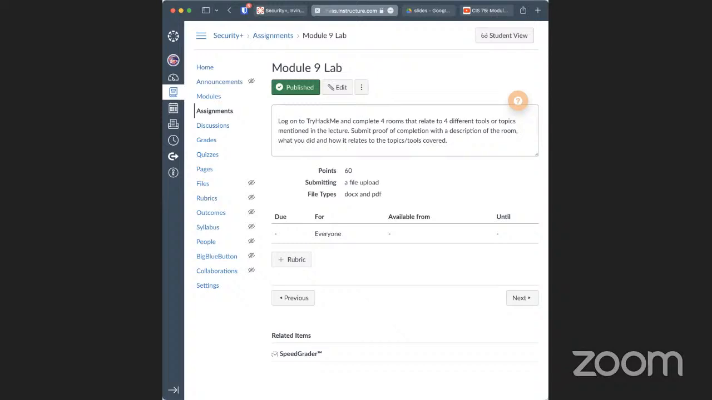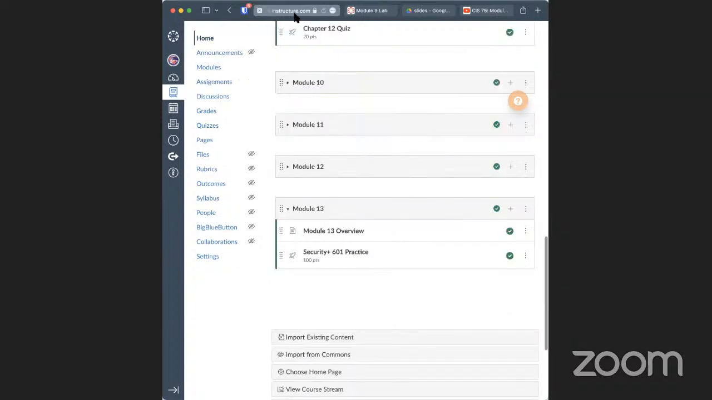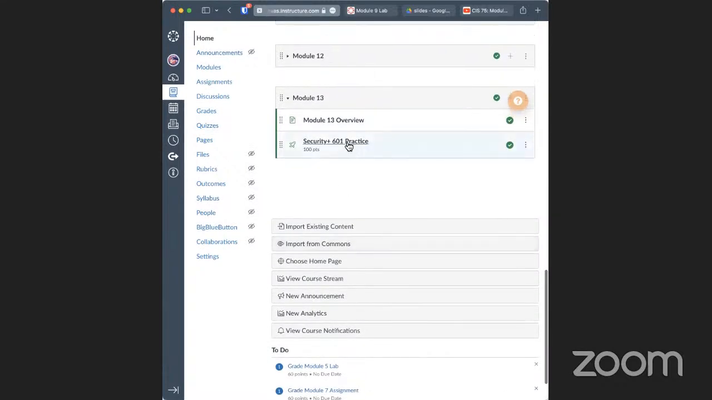For example, if you are bold enough to jump over and take the so-called final, you will see questions there that relate to tools. So you get a better idea of what I'm talking about.